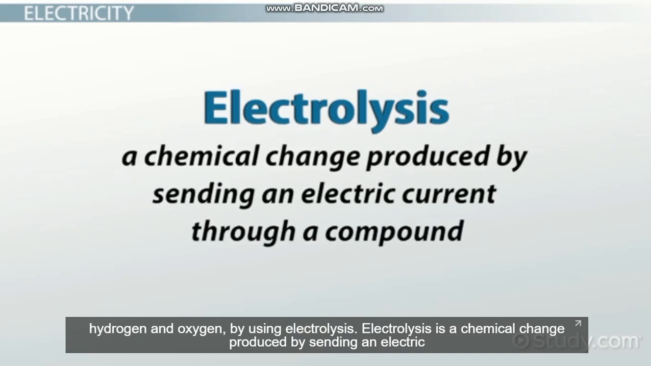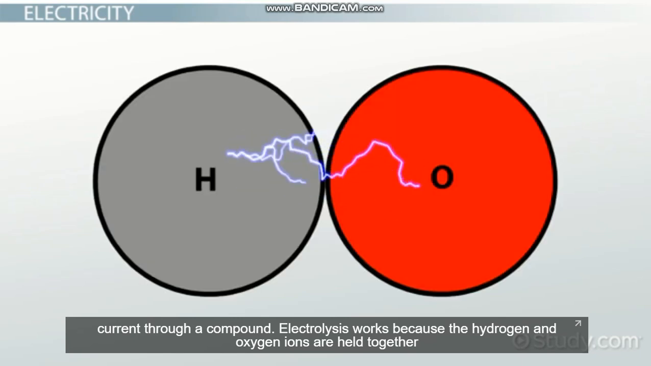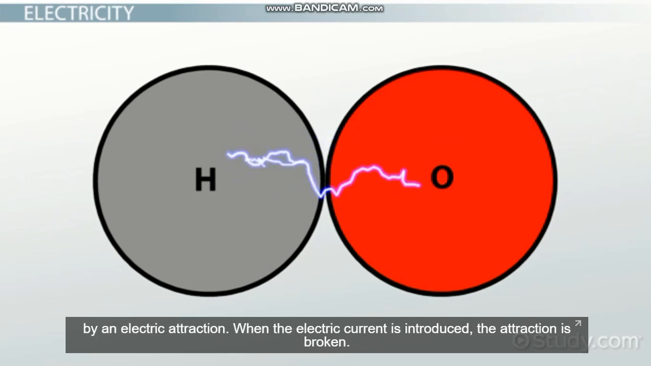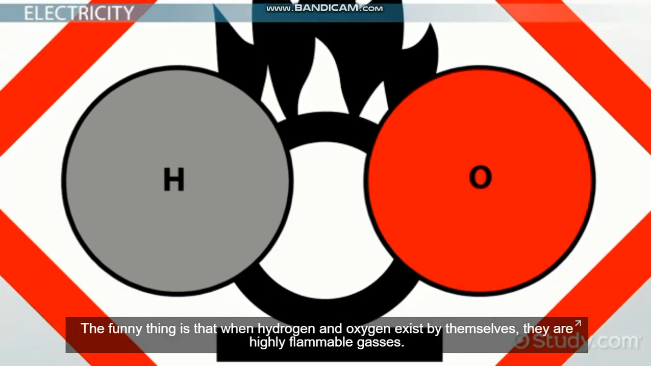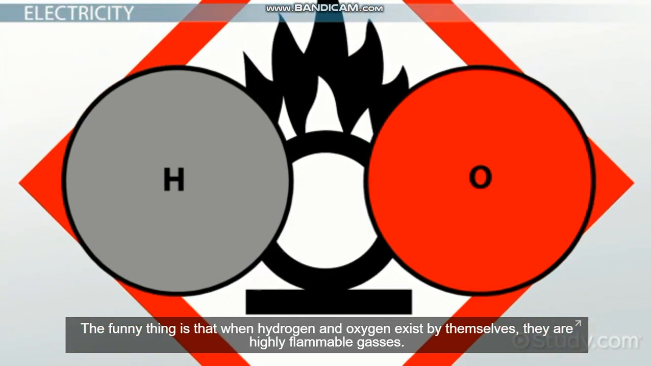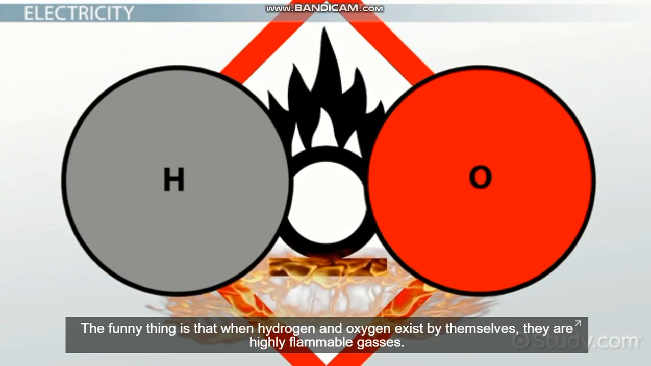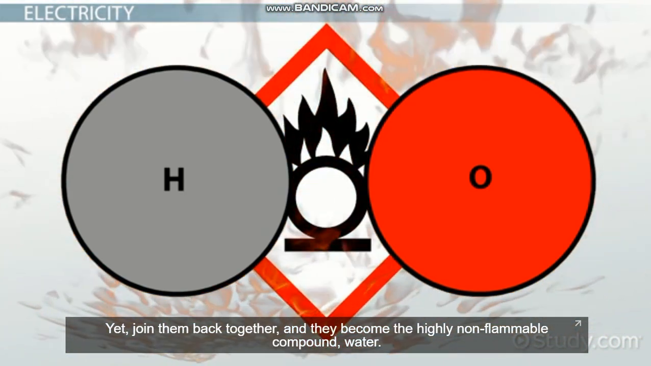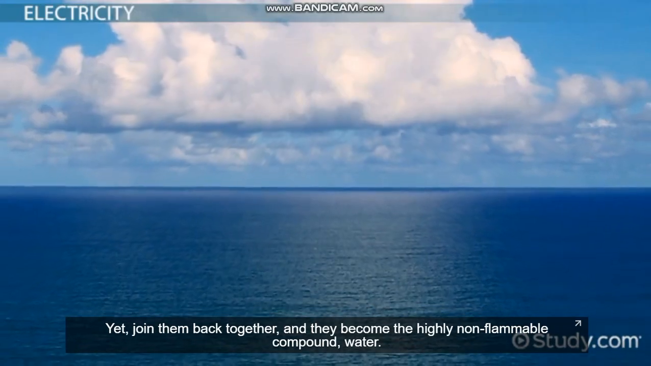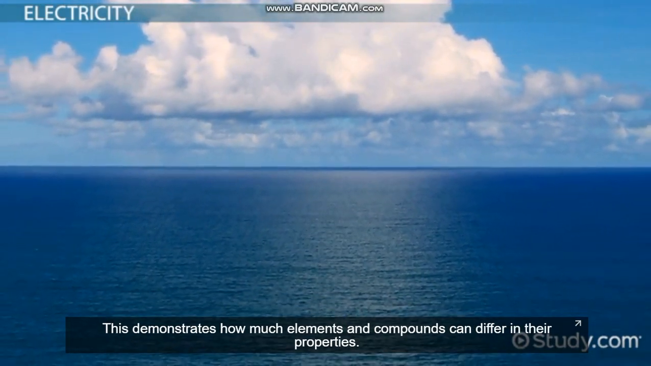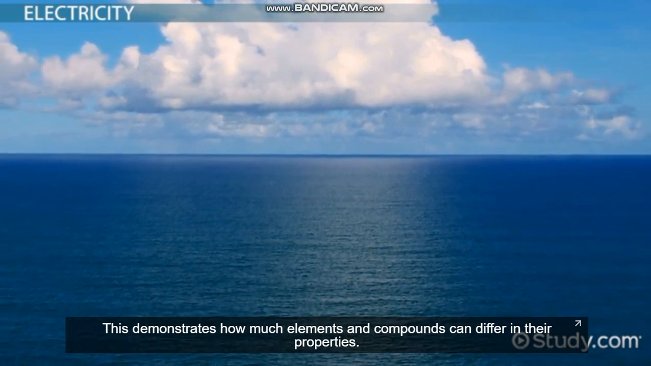Electrolysis is a chemical change produced by sending an electric current through a compound. Electrolysis works because the hydrogen and oxygen ions are held together by an electric attraction. When the electric current is introduced, the attraction is broken. The funny thing is that when hydrogen and oxygen exist by themselves, they are highly flammable gases. Yet, join them back together, and they become the highly non-flammable compound water. This demonstrates how much elements and compounds can differ in their properties.